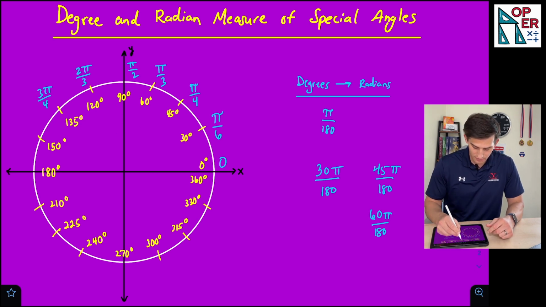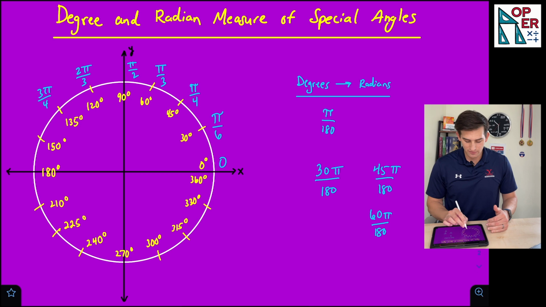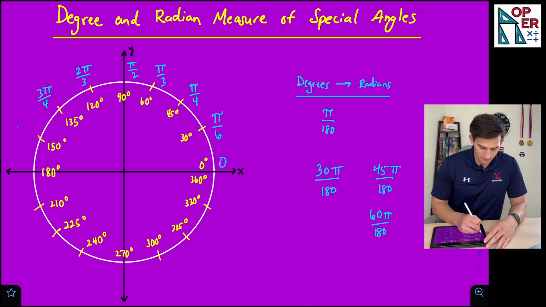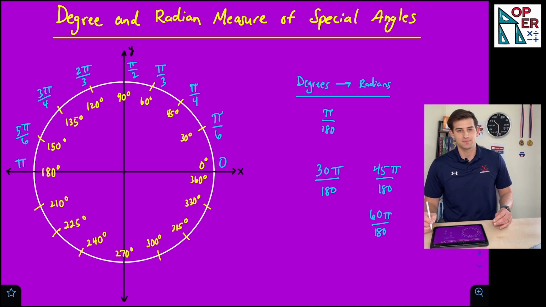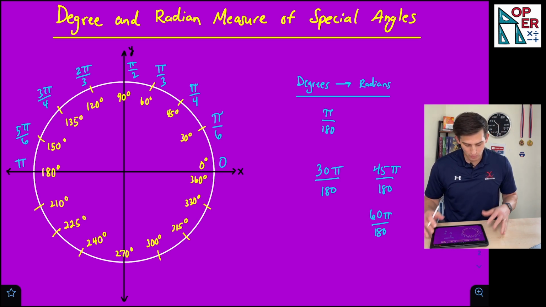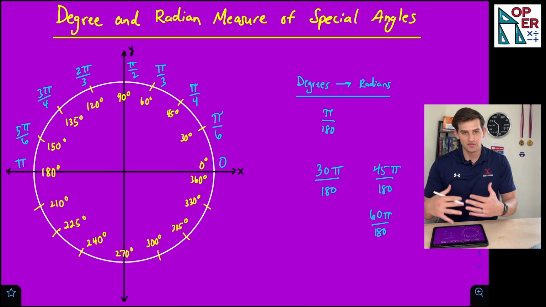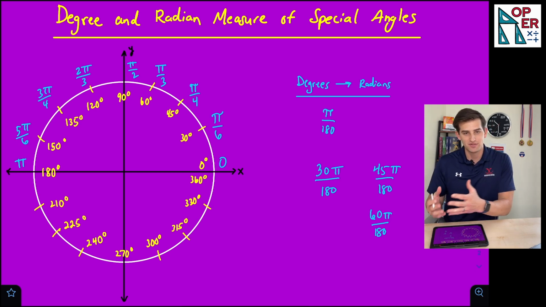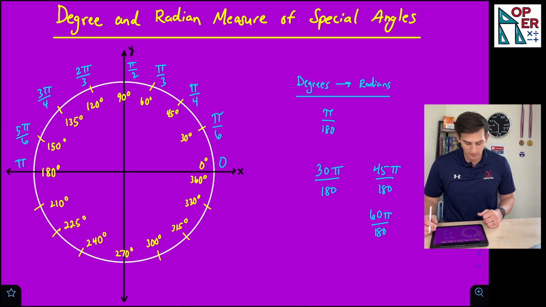So then let's go to 150. For 150, we see a connection here between 30 and 150. That would be 5 times 30, so this is going to be 5 pi over 6. And then we get to pi for 180 degrees. From 90, which is pi over 2, 90 times 2 would give us 180, so pi over 2 times 2, so 180 degrees is equal to pi.